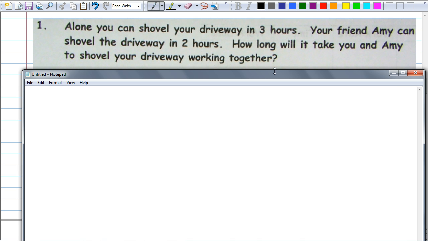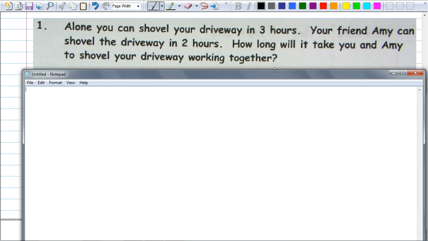Okay. Now, here's the important part. What is the unknown in this case? Okay, rate is sort of unknown. You're right. We have to figure out the rate. But really, they're asking how long it will take you and Amy to shovel your driveway, right? Finish this job together. So, do you think it's going to be more than 2 hours? No. Do you think it's going to be less than 2 hours? Yes. Why? Because Amy, by herself, she could do the whole job in 2 hours. So if I'm helping her, it should be less than 2 hours.